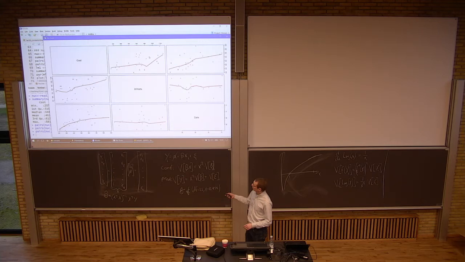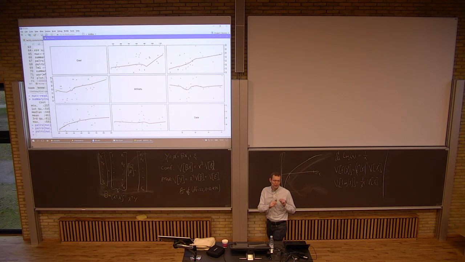When you have clouds of many points, this smoother I added here gives you a non-parametric smoother called the Lowess, if you know of it. Otherwise, just ignore that comment.